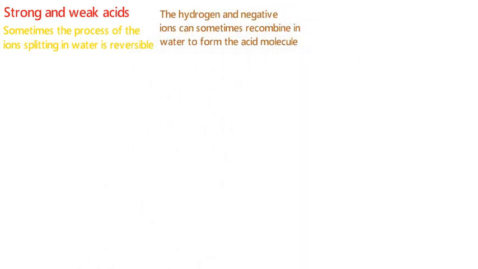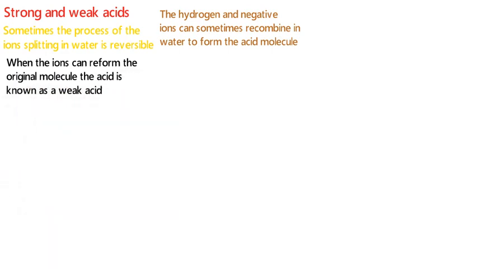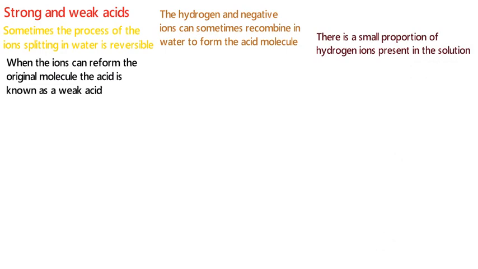So, when some acids are placed into the water, the H+ ions are formed, but also these ions can combine with a negative ion from the acid to reform the acid molecule. When the ions can reform the original molecule, the acid is known as a weak acid. In weak acids, an equilibrium is set up where there is a small proportion of H+ ions, and this explains why they are called weak acids.